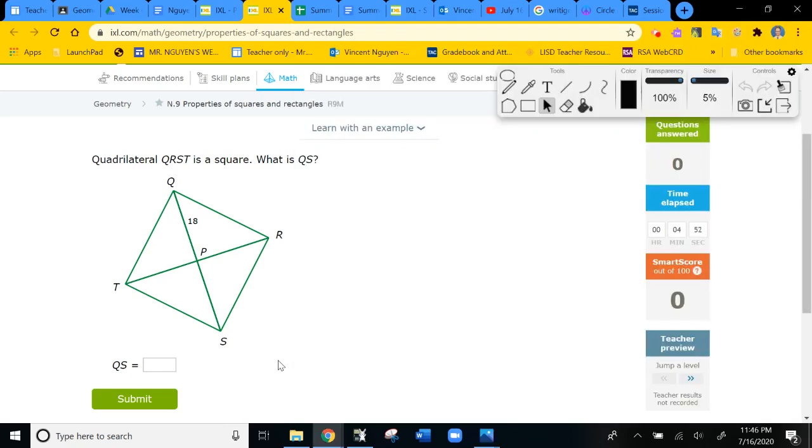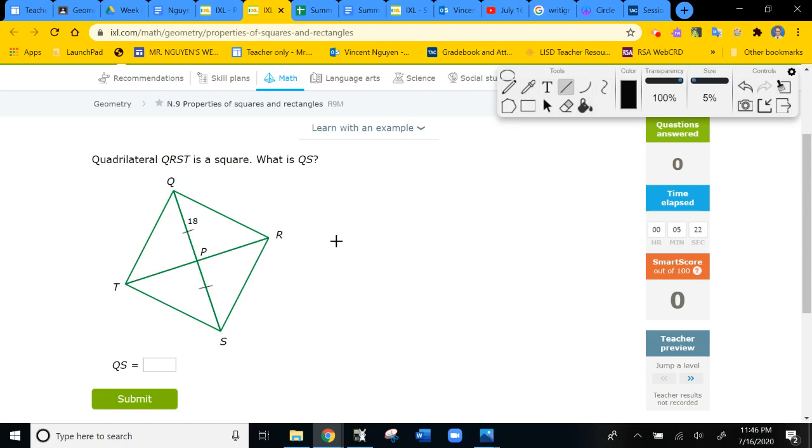All right, let's start with this first square here. Quadrilateral QRST is a square. What is the length of QS? Here is QP that's given to us, and they want to know what QS is. Well, we know that these diagonals bisect each other right there, so we know that PS would also be 18.